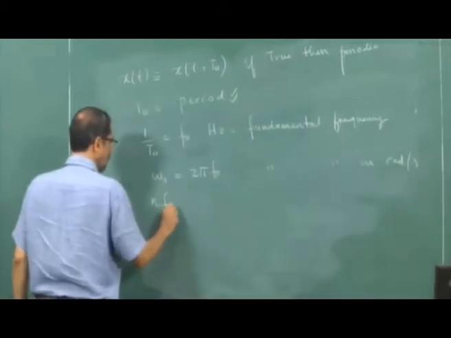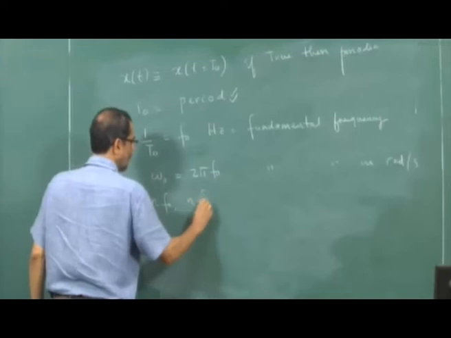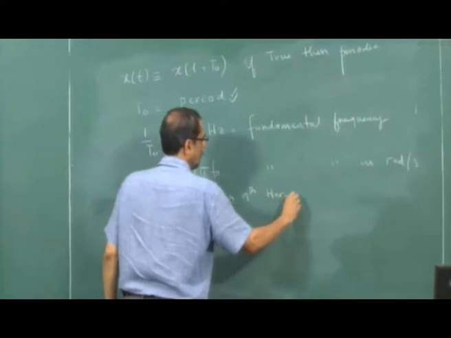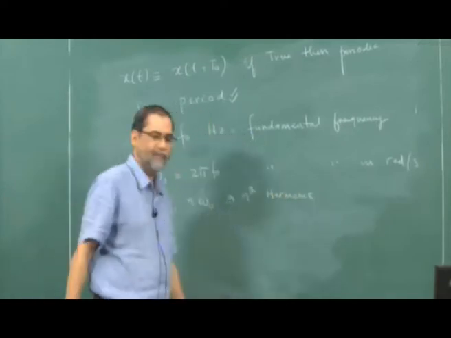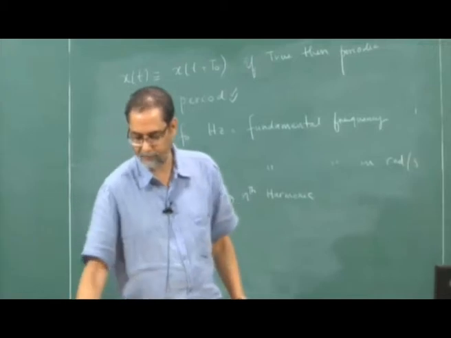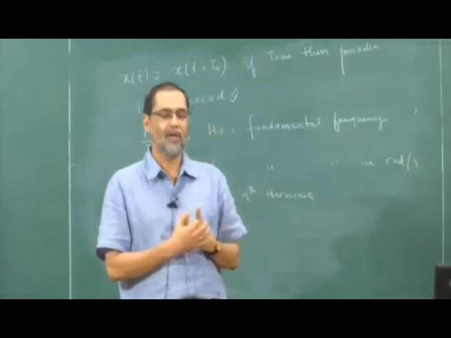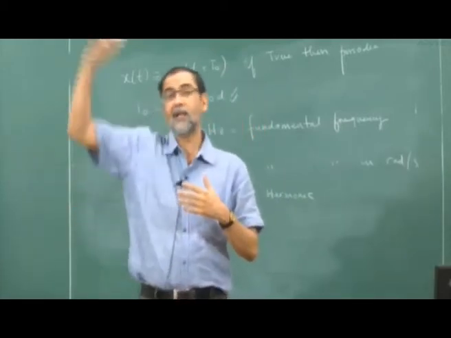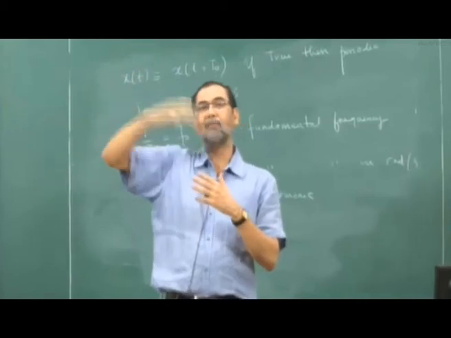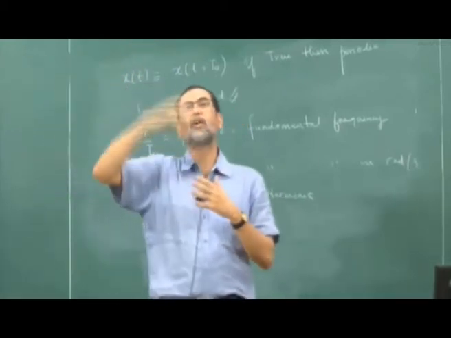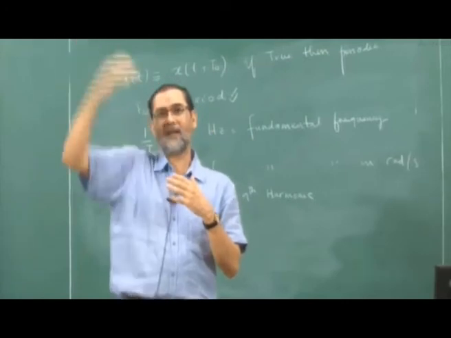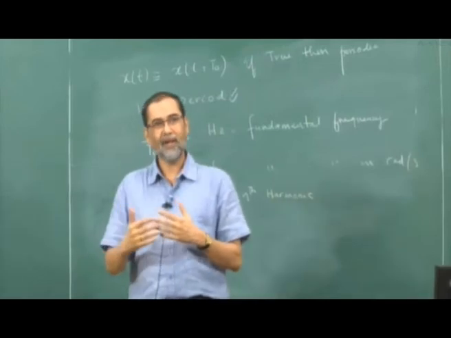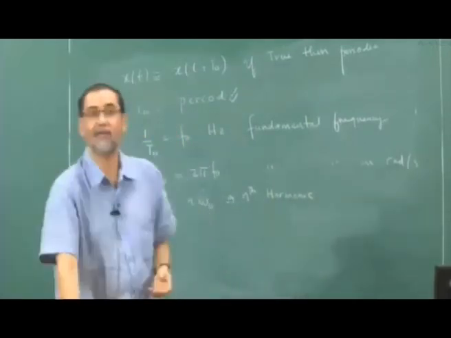n times F naught or n times omega naught are called the nth harmonic. I don't know if you know music, like in music you say sa re ga ma pa da ni sa. The two sas are one octave apart. The second sa, the higher sa, is 2 times the frequency of the lower sa. So that is the octave or doubling of the frequency.